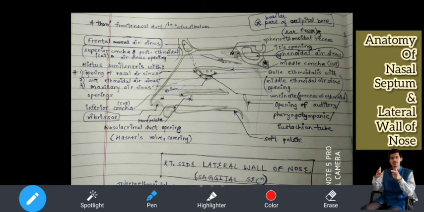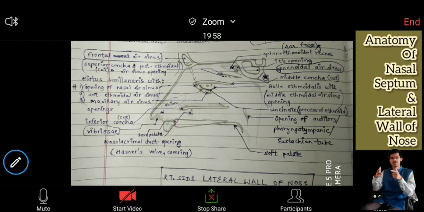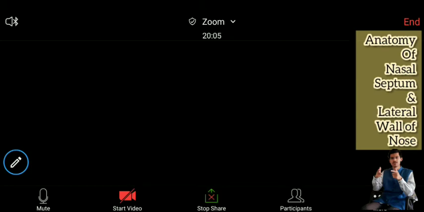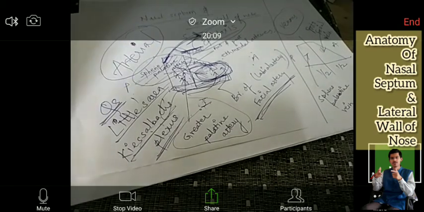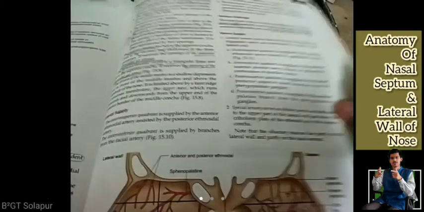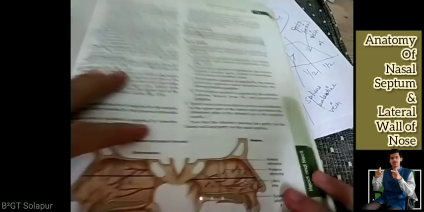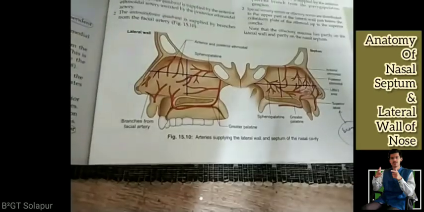So now you have understood the lateral wall of nose ka anatomy, how it is formed. Now you need to understand you have already seen how it is formed. Now we will see what? We will see the blood supply, we will see the arterial supply. I will directly show you the textbook. Okay, see this. See, what have they told you here?